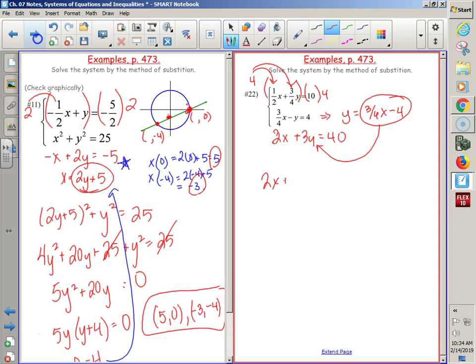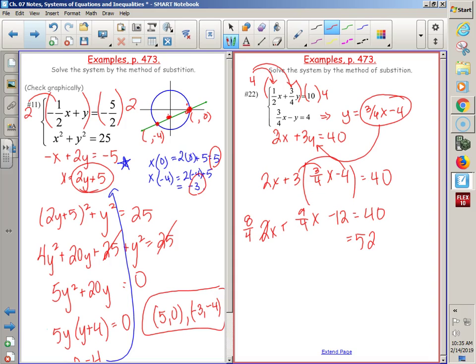So I have 2x plus 3 times (3/4 x minus 4) equals 40. I know it's not perfect, but it's better than it would have been. So if I distribute, 9/4 x minus 12 equals 40. If I add 12 to the other side, strategy guys: do I want to put 2 and 9/4 together just in my head real fast? I do, but can't I make that 8/4 to make my life easier? So then 17/4 x. Okay, that was just quick algebra.